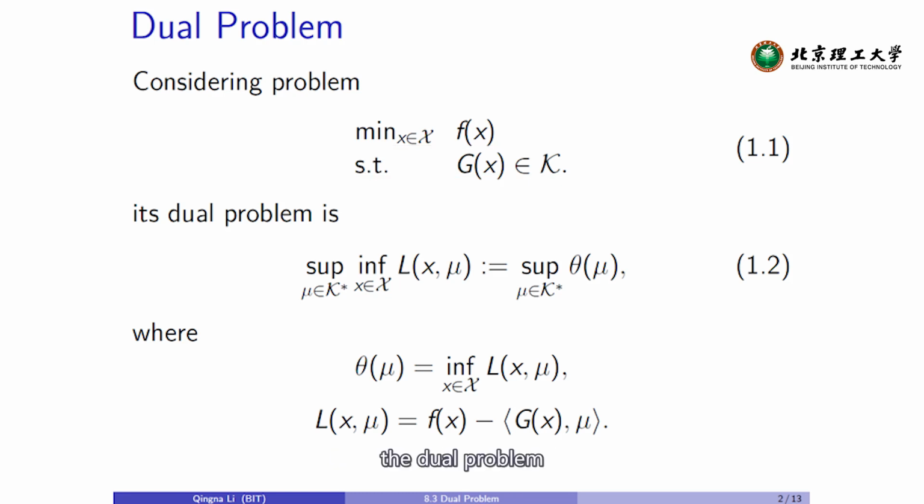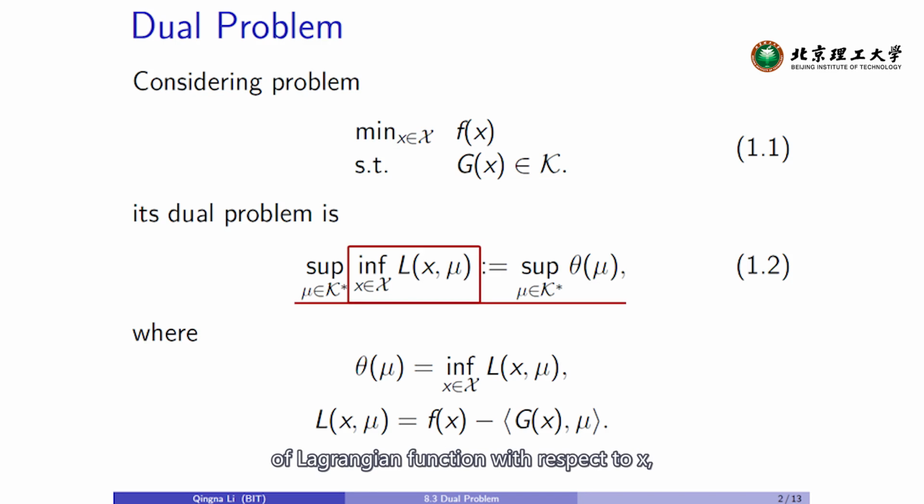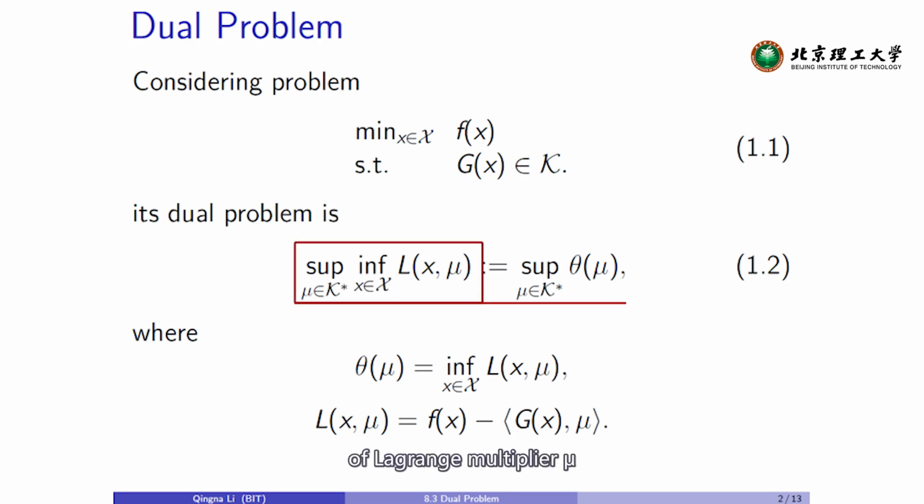Now, the dual problem we define as the following. We first take the infimum of the Lagrange function with respect to x in the whole space X. After that, we take the supremum over the Lagrange multiplier mu in the dual cone K star. So the dual problem is to solve the supremum of theta(mu) with respect to mu in the dual cone K star.